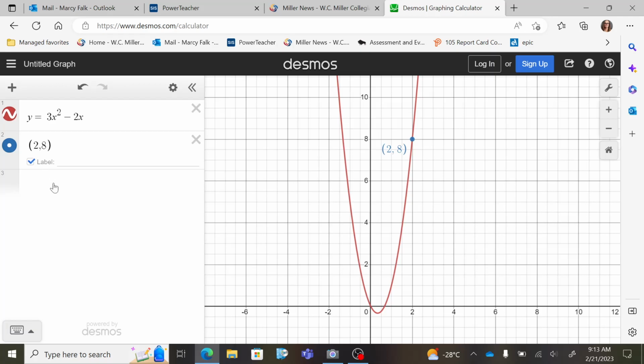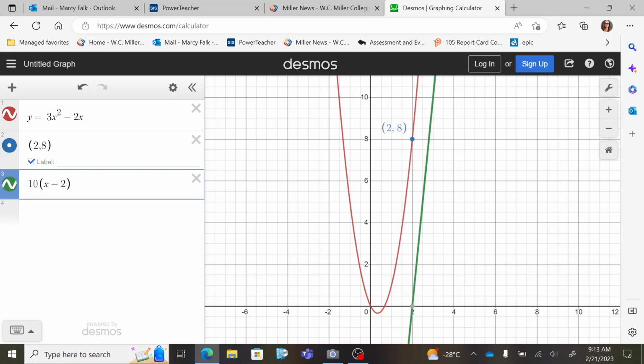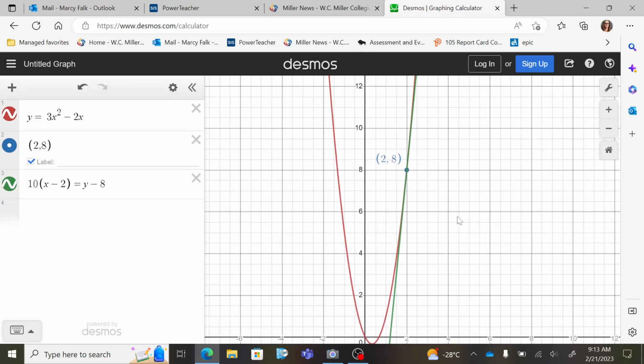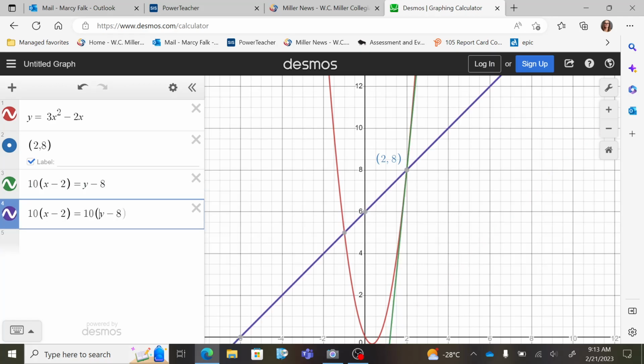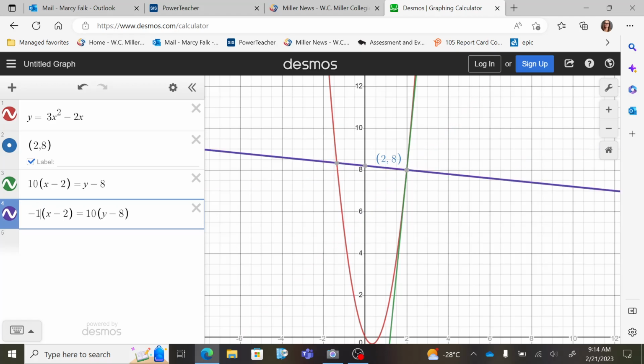So we developed the equation 10 times x minus 2 equals y minus 8. Did we do it? Did we make an equation of a line that goes tangent through that exact point? Okay, and then we did the same thing with a perpendicular, and we made a perpendicular line that goes through that point. So that's what we did. So if you ever go graph it, you can see what we did. Okay?